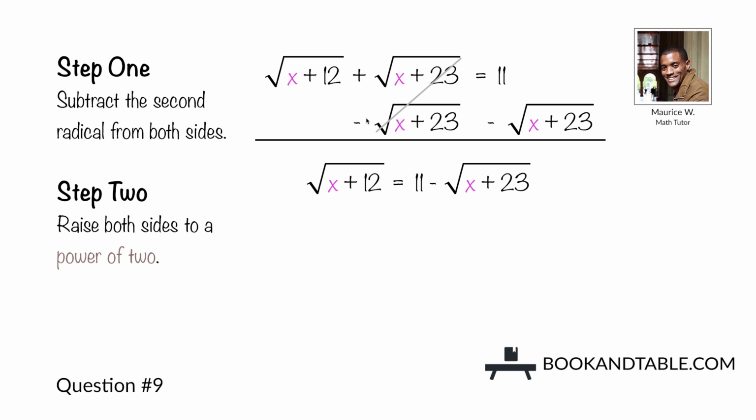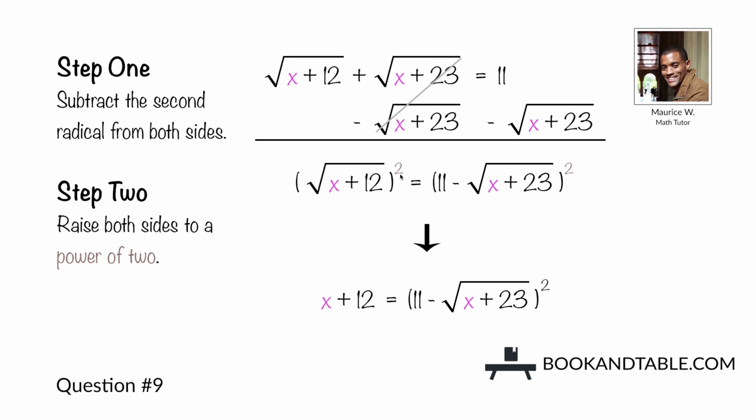Step 1. Subtract the second radical from both sides. This isolates the first radical, the square root of x plus 12, on the left side of the equation. Now to get rid of the radical, you want to raise both sides to a power of 2, leaving you with x plus 12 on the left side. And on the right side, we wind up with 11 minus the square root of x plus 23, squared.